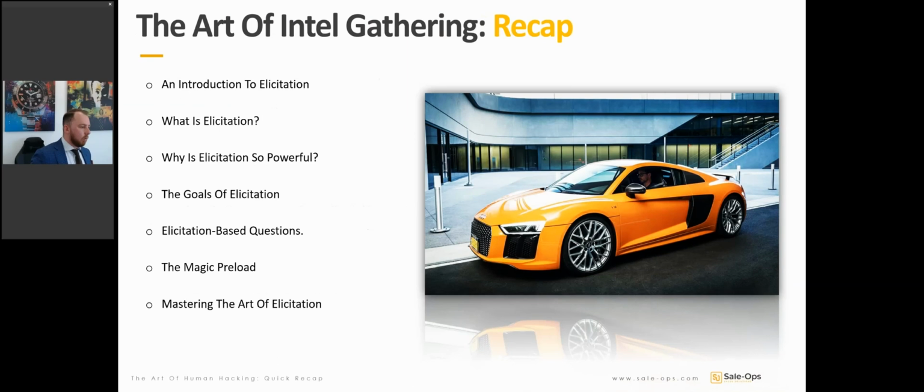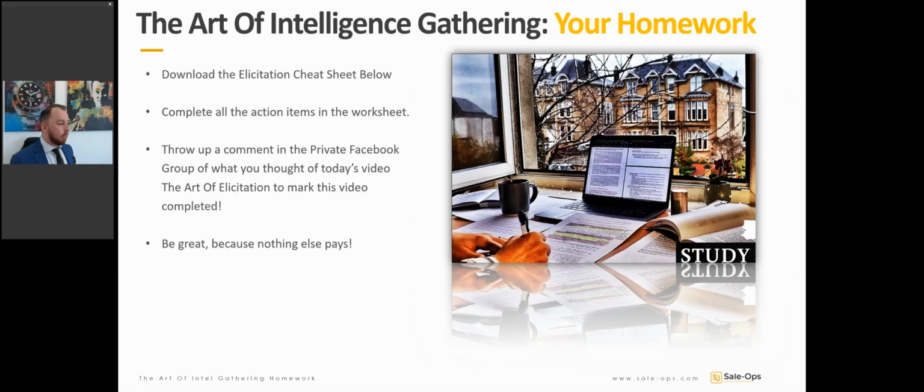So let's have a quick recap of what we covered today. First, we started with the introduction to elicitation. Second, what is elicitation? Third, we talked about why elicitation is so powerful. Fourth, we talked about the goals of elicitation. Fifth, we talked about elicitation-based questions: open, closed, assumptive, leading. Sixth, we talked about the magic preload and how I've leveraged preloading mechanisms to make millions upon millions of dollars, and how you can use them too. And last but not least, we talked about how you can master the art of elicitation through reps, through training, through going through this video more than once, and most importantly, completing all the homework below today's video.